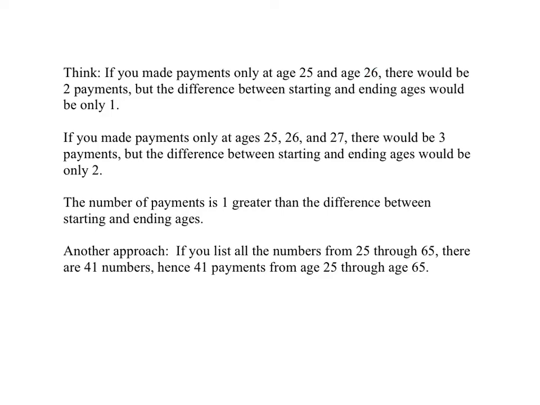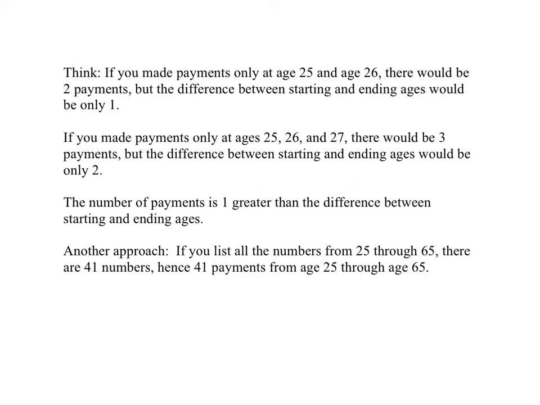Then you'd be making 2 payments, but the difference between the ending age and the starting age would be only 1. What if you made payments at the ages of 25, 26, and 27? Then you'd have 3 payments, but the difference between 27 and 25 is only 2. In other words, the number of payments is 1 greater than the difference between the ending age and the starting age. By the same thinking, if the ending age is 65 and the starting age is 25, the difference is 40, but the number of payments is 1 greater than that.